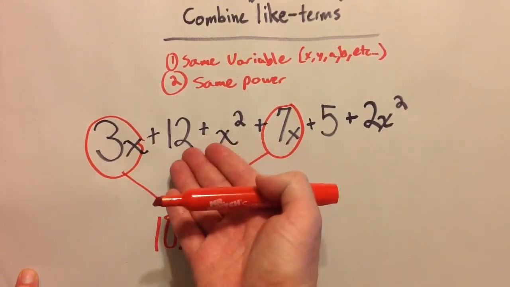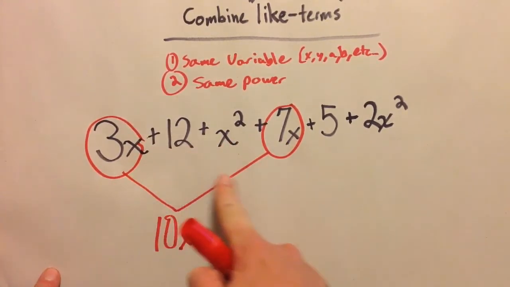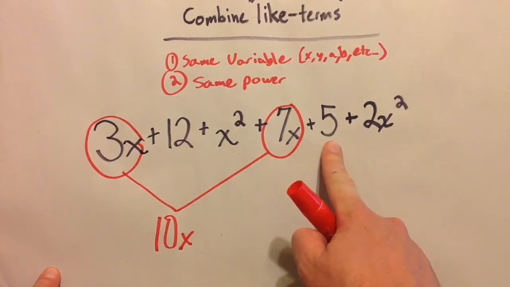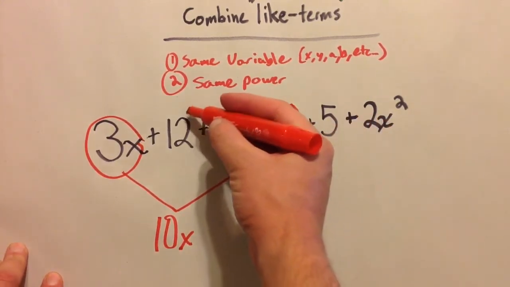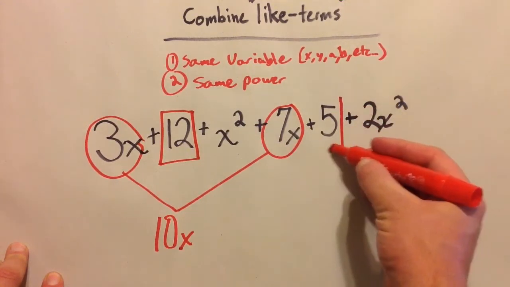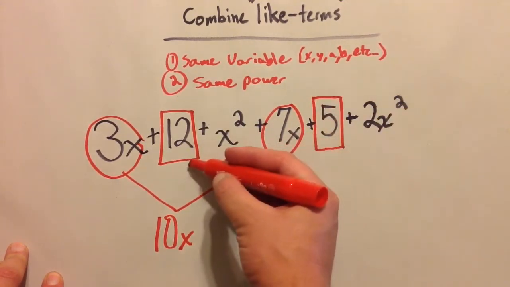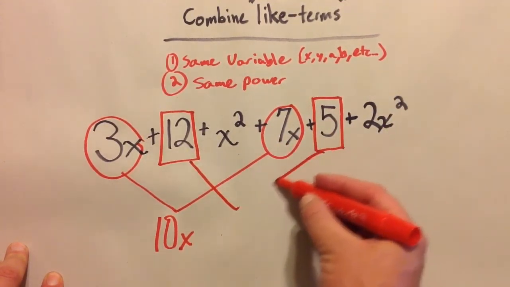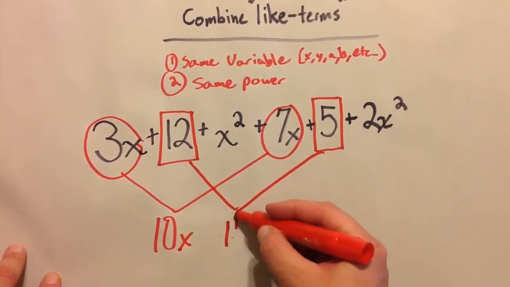Now we can look at 12. 12 is a constant that shares the same variable and same power with 5 because they both have no power, or you could say raised to the power of 1, and they have no variable. So they can be combined to make 17.